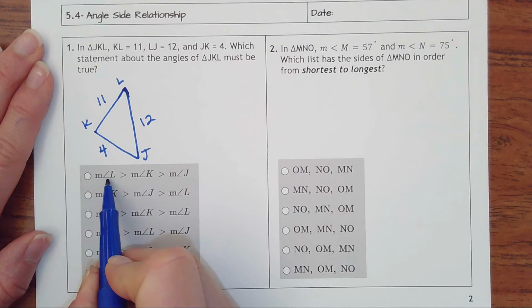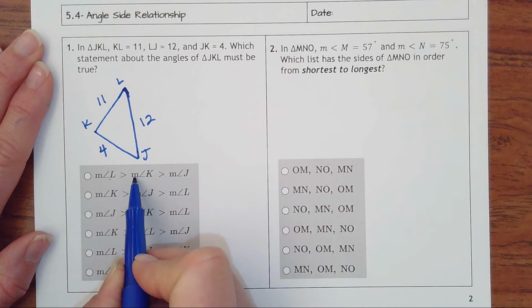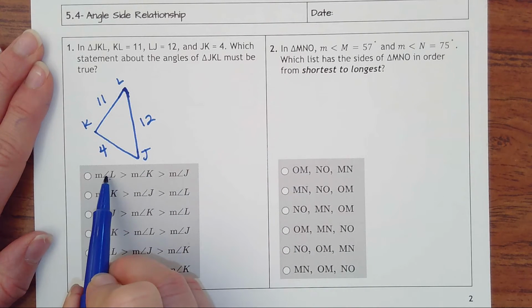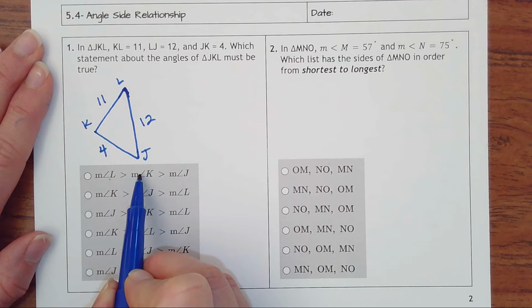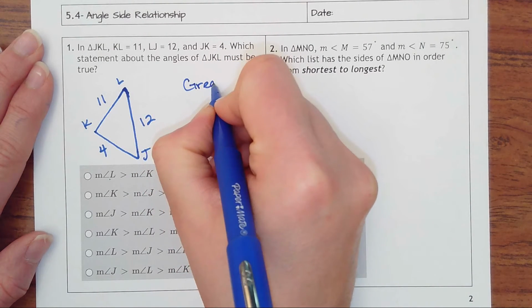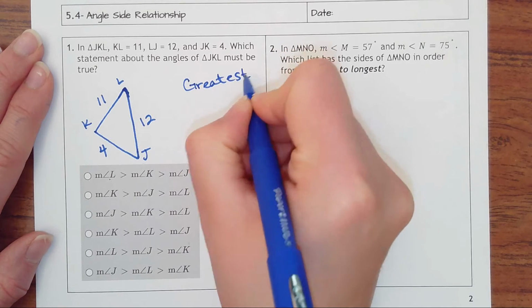It has the measure of angle L needs to be greater than measure of angle K, needs to be greater than measure of angle J. So it's this is bigger than this, which is bigger than this. So this is really ordered greatest to least.